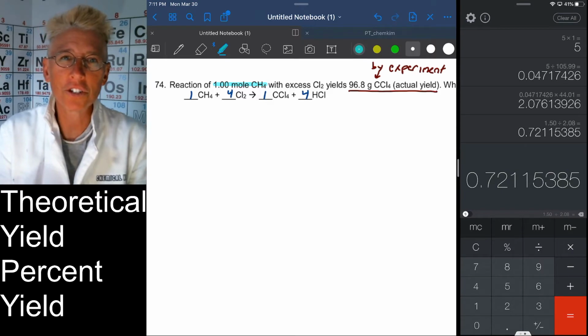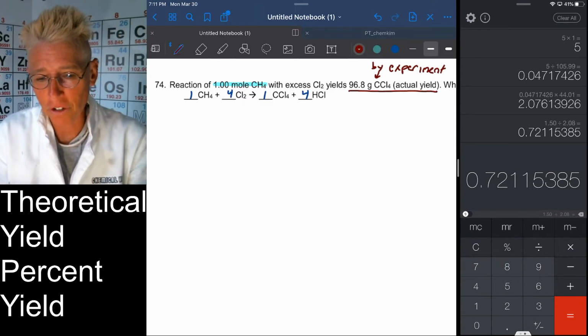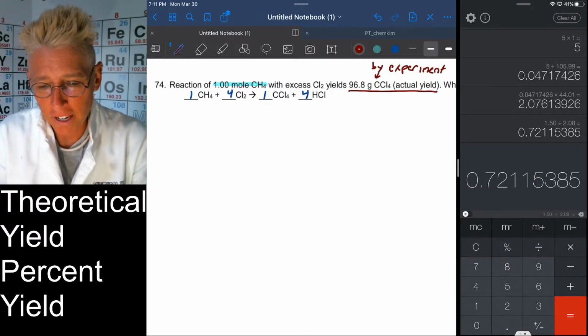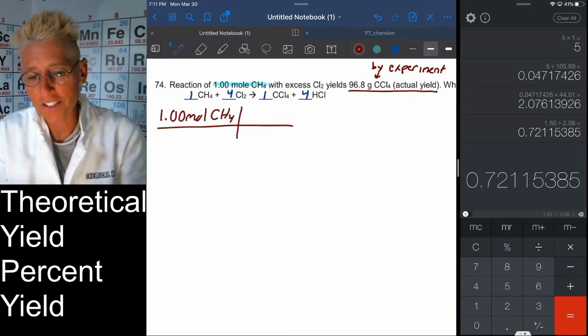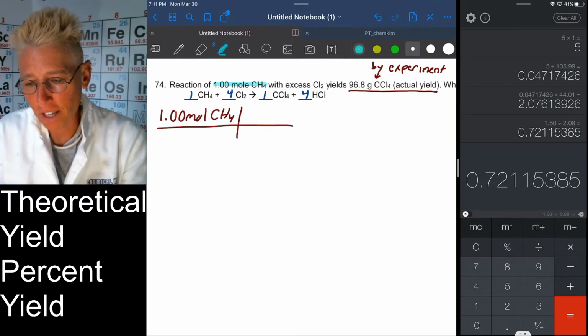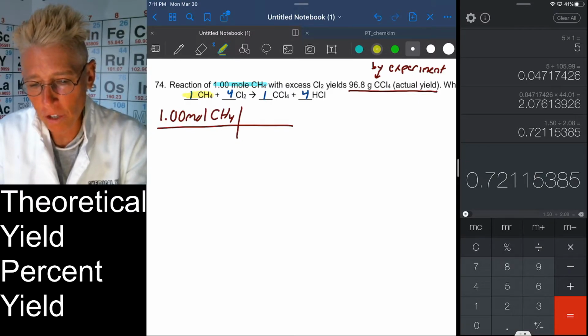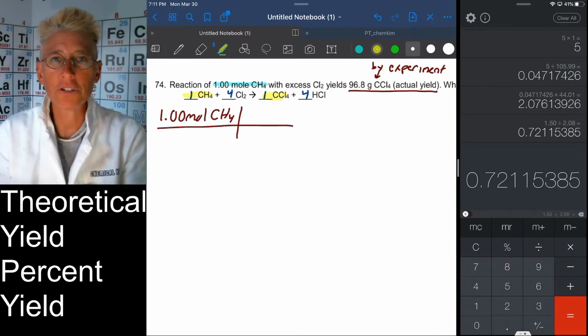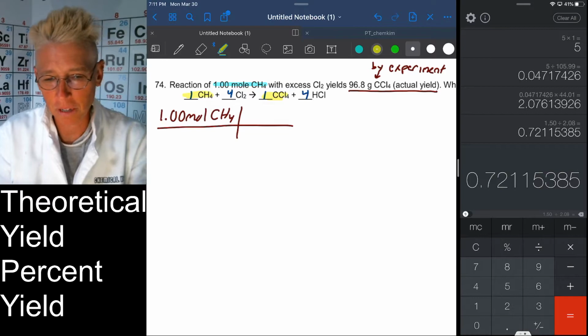We can still do stoichiometry, but really only doing 2 steps of the stoichiometry. So let's do those. I'm going to start with my 1.00 moles of CH4, and I'm going to bridge that to CCl4. What I like to do is highlight in my equation the 2 materials that I'm bridging between. And that lets me know I'm going to focus on those 2 in the stoichiometry.